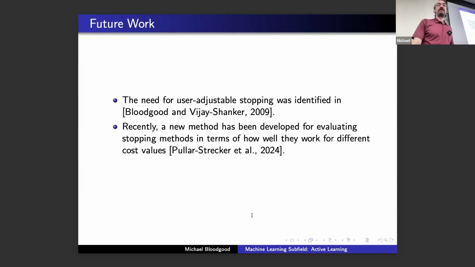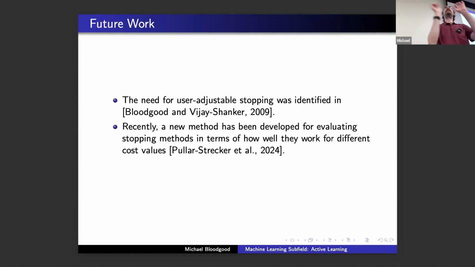Future work is important to consider. So the need for user adjustable stopping was identified at least as early as 2009 in this paper. I'll give you the reference at the end. And recently, but it didn't solve it. It just said there's a need for user adjustable stopping.